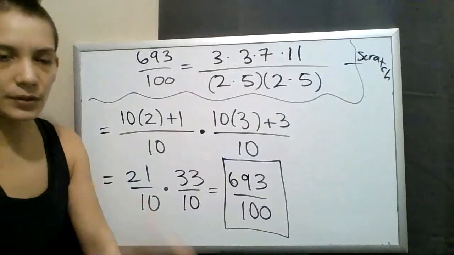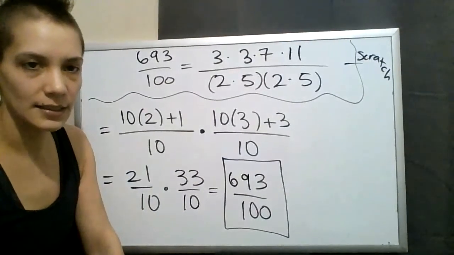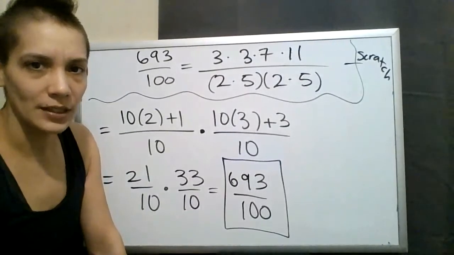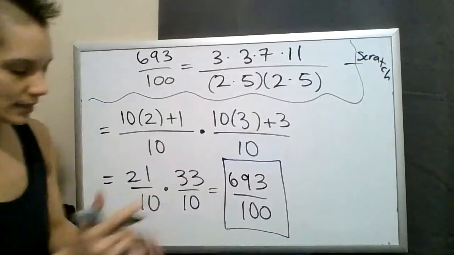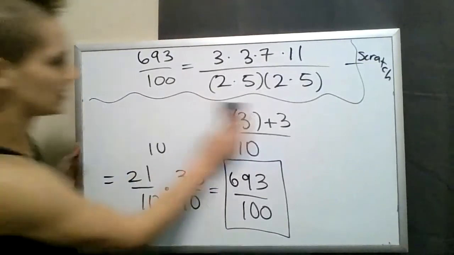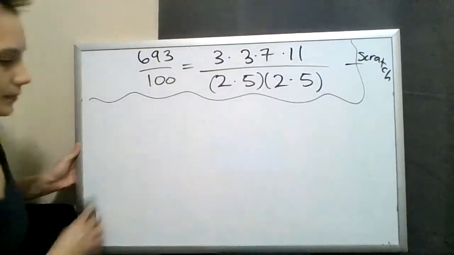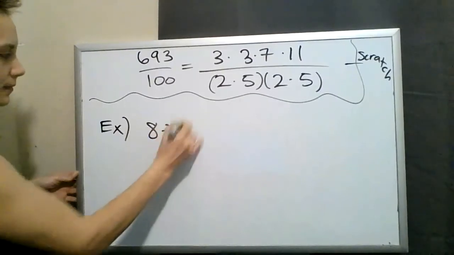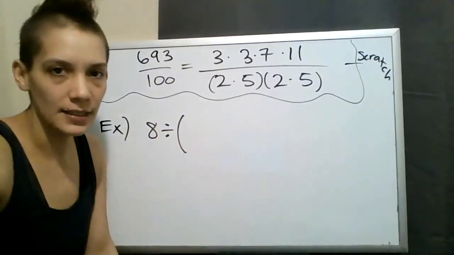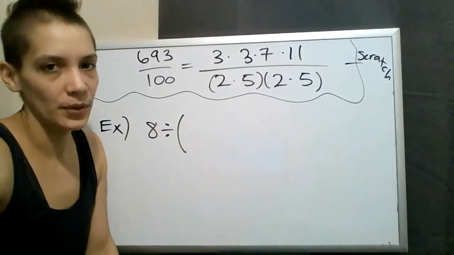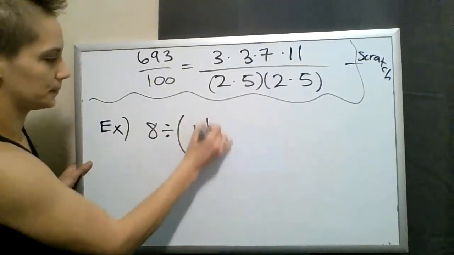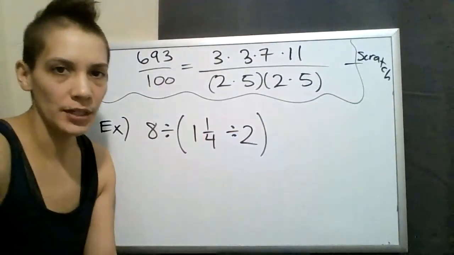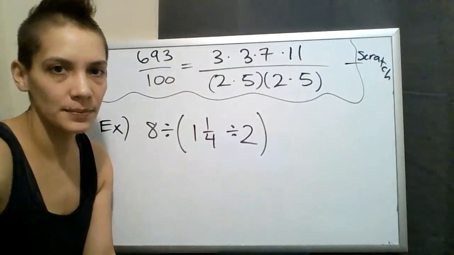Okay, let's keep going through book problems. Ooh, this looks kind of cool. It's 8 divided by, and we have parentheses. Inside it's 1 1/4 divided by 2. We're still in section 0.2. That's number 116.